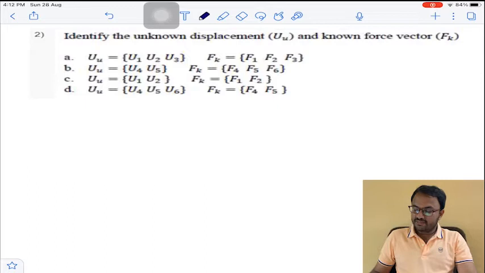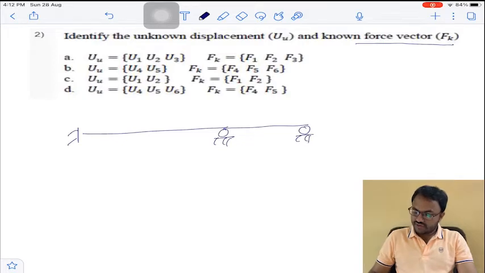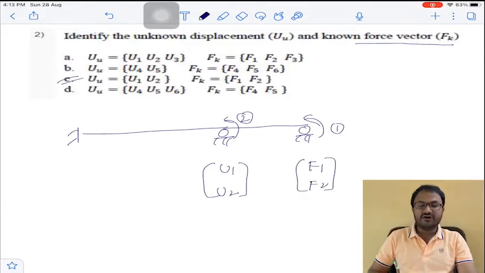Identify the unknown displacements and the known force vectors. So he has given this is a beam. So here 1 and here it is 2. The only possible displacements are U1 and U2, and the forces are F1 and F2. So option C for question number 2.